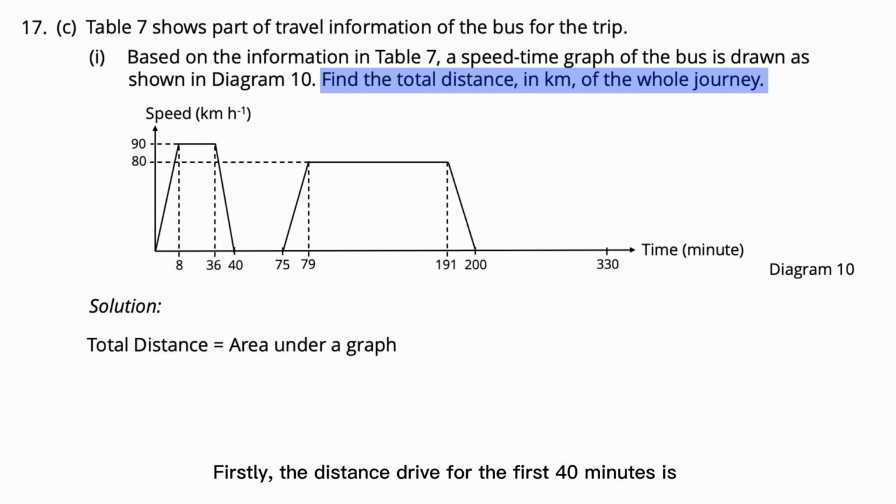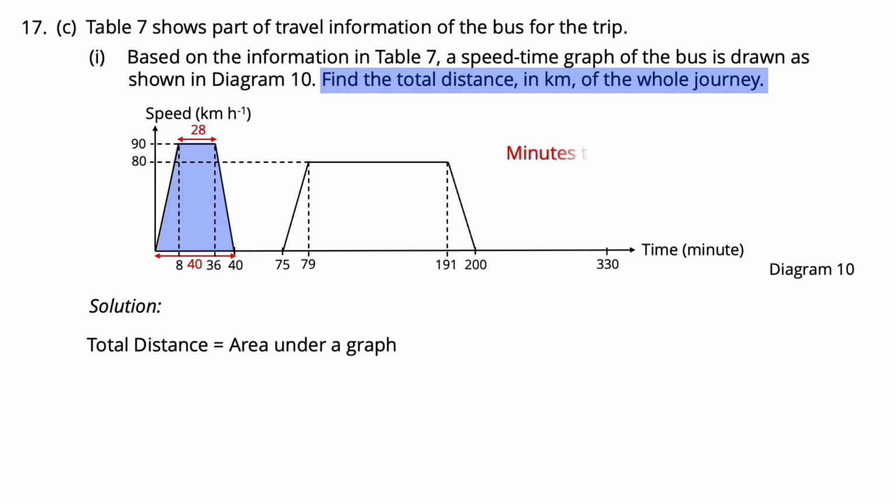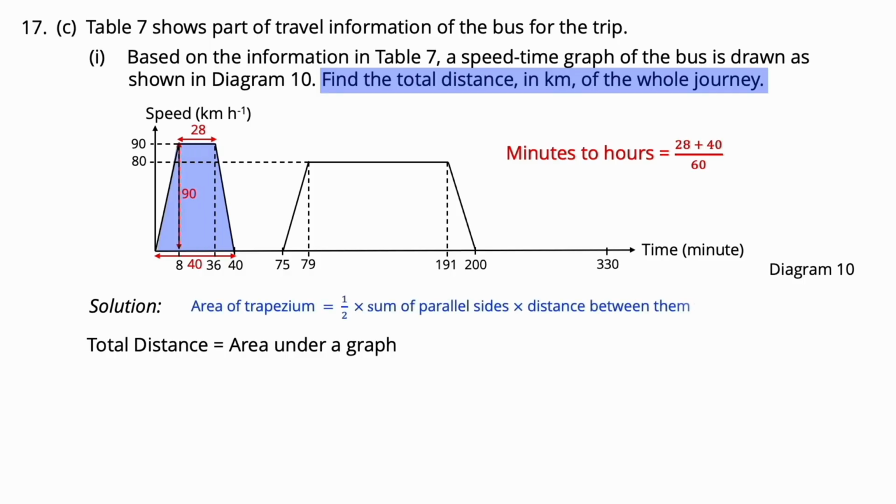Firstly, the distance driven for the first 40 minutes is the area of the first trapezium. Its parallel sides are 28 minutes and 40 minutes. Convert minutes to hours: 28 plus 40 divided by 60, and the distance between the parallel lines is 90. Area of trapezium equals 1/2 times the sum of parallel sides times the distance between them. The distance driven for the first 40 minutes is 1/2 times (28 plus 40) divided by 60 times 90. The calculated result is 51.